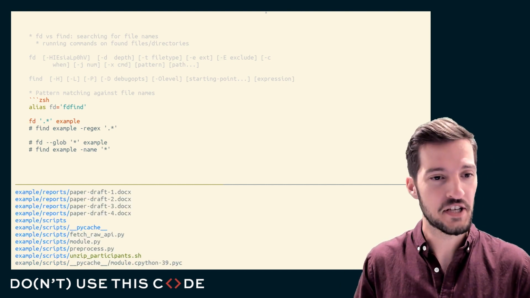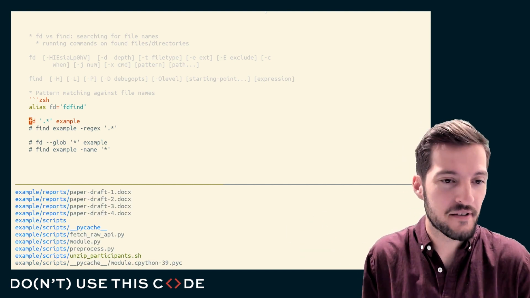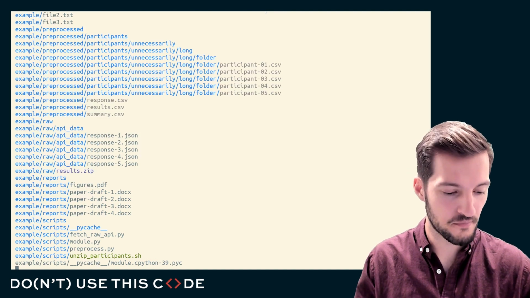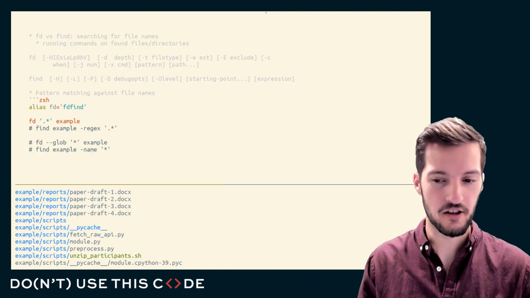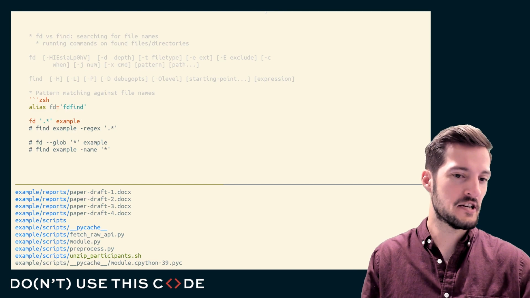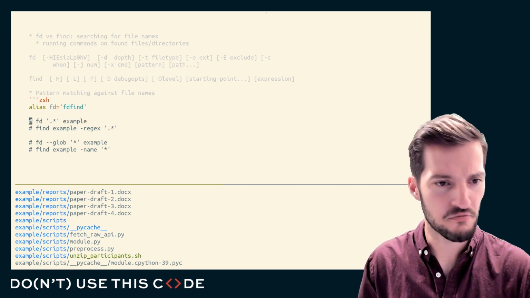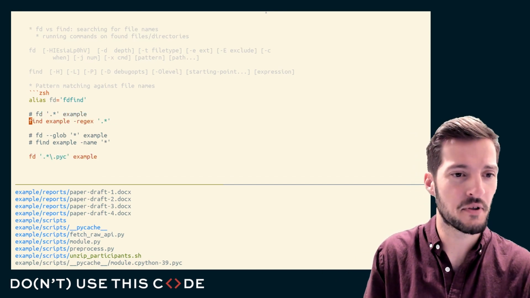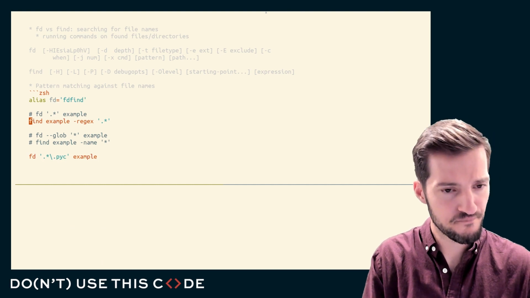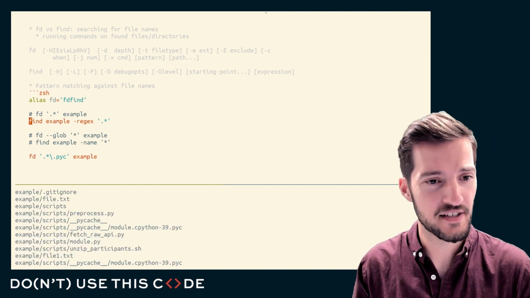So here you can see I run fd, and I'm just saying find me everything that lives under this example folder. I get a nicely colorized output by default, and it's not much different than if I just ran this, with ls with a recursive glob. Let's do the same thing with find.